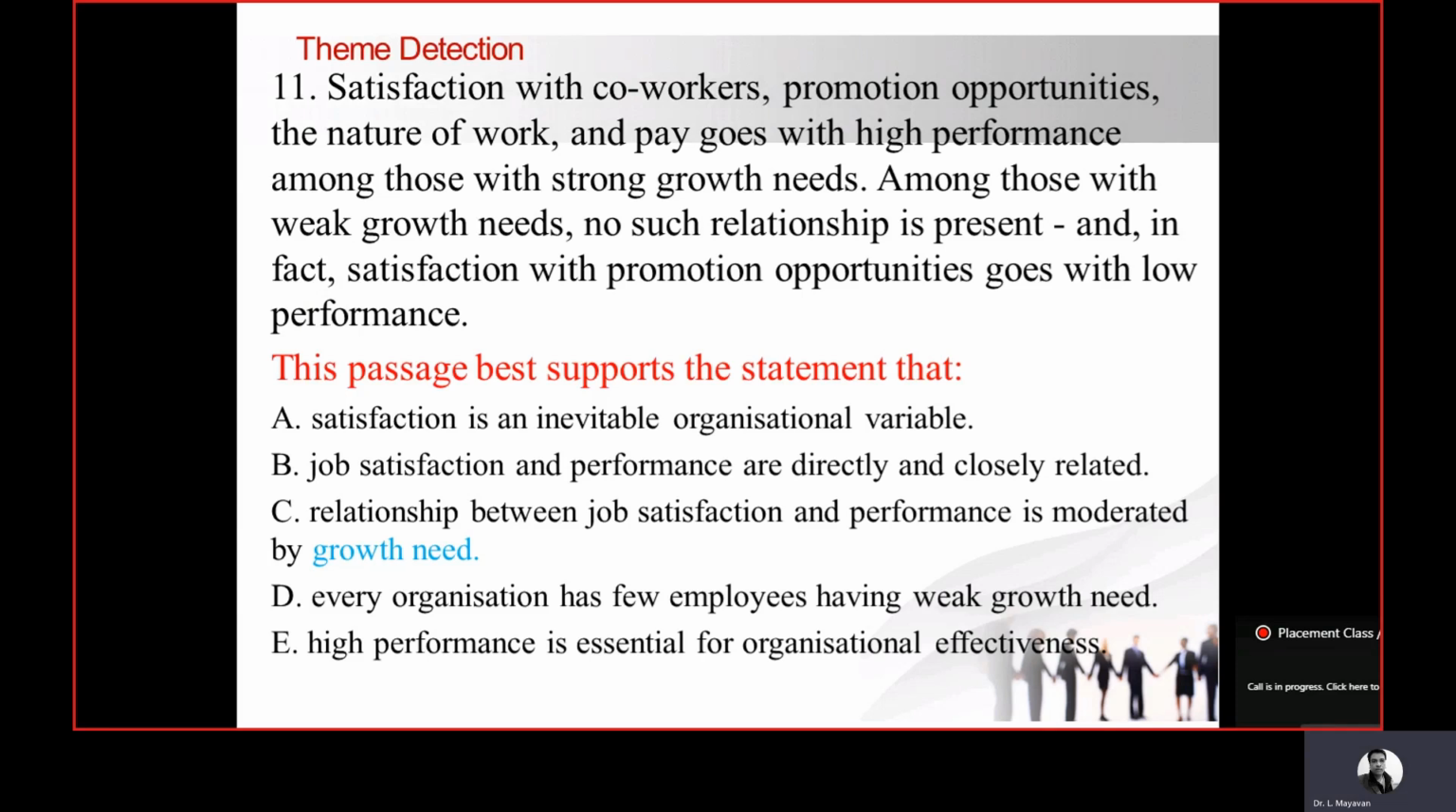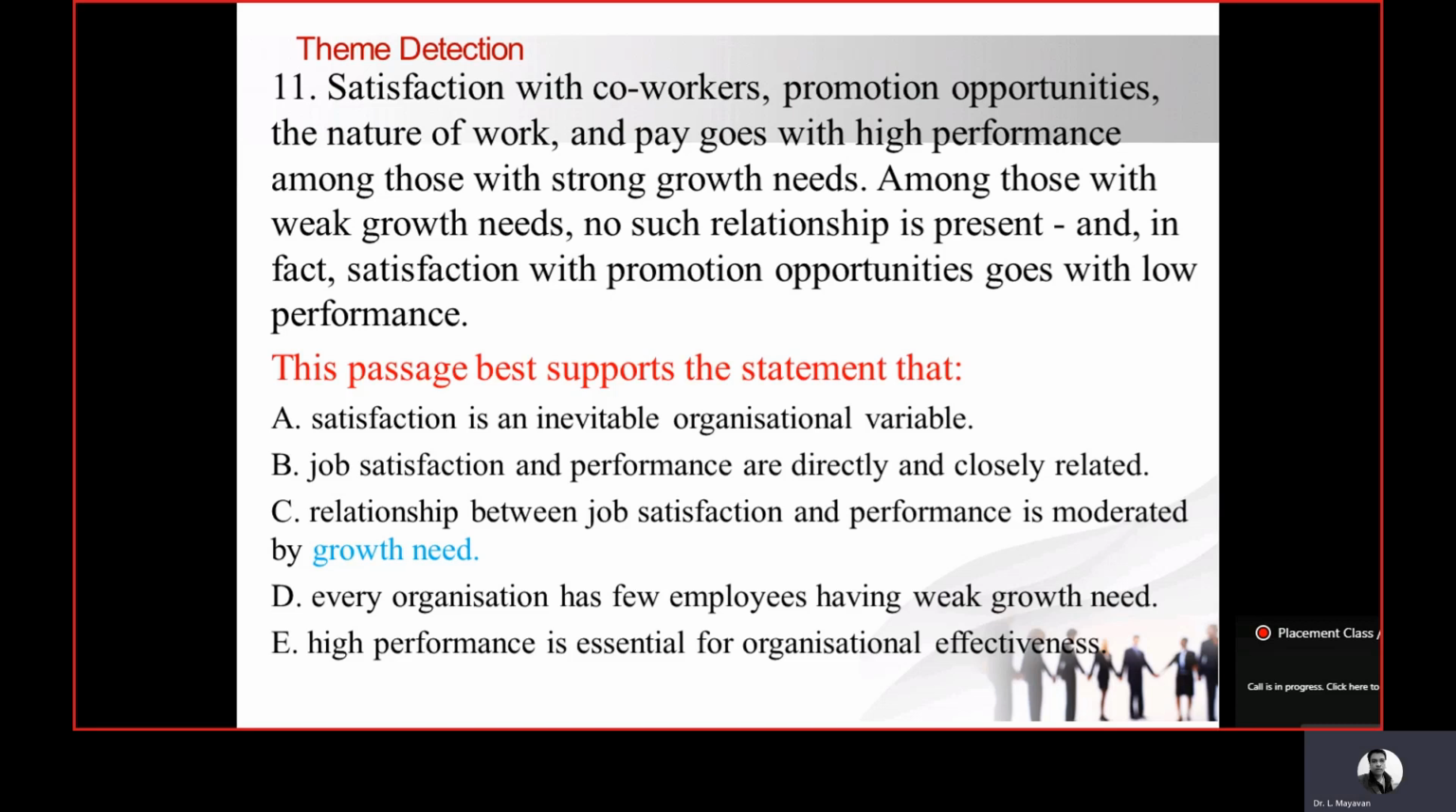I hope it has been useful, and it is very easy to understand when you exactly analyze the theme of the passage given. Let me read passage 11. Satisfaction with the co-workers, promotion opportunities, the nature of work and pay goes with high performance among those with strong growth needs. Among those with weak growth needs, no such relationship is present. And in fact, the satisfaction with the promotion opportunities goes with low performance.